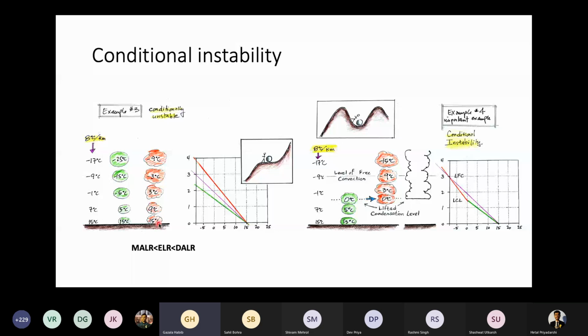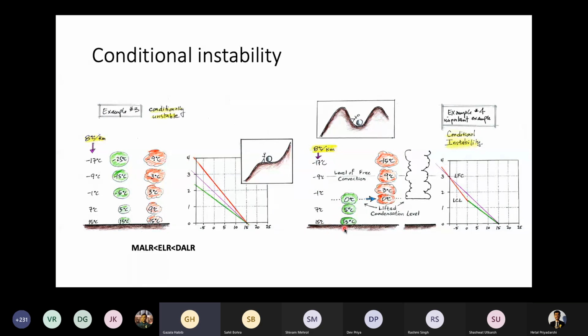But when it is dry, then the temperature of this air parcel at 1 kilometer will be 9 degrees centigrade, while the surrounding temperature is 7 degrees centigrade. So the air parcel is warmer than the surrounding air, therefore it will go up. So this is conditional unstable, meaning there is a condition. If the air parcel has moisture, it will move up. If the air parcel is dry, it will not move up. Okay. Then conditional instability. So there is the difference between these two situations.